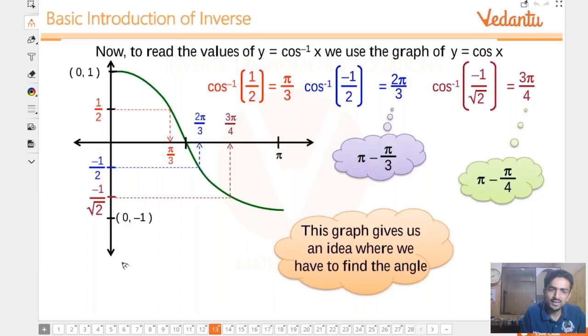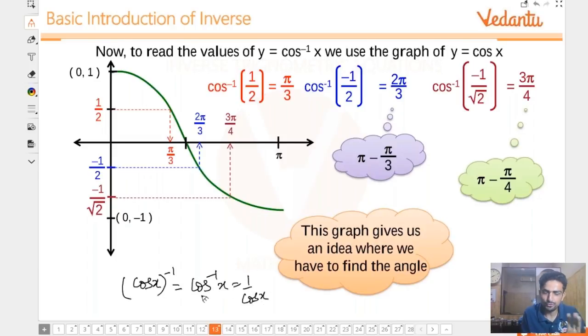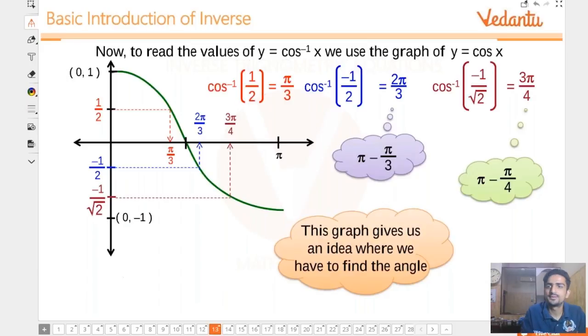Yes, Sanmati, if we have to write cos x raised to power minus 1, it will also look like this. It will also look the same. But in this chapter, we are not studying cos raised to power minus 1. We are studying cos inverse x.